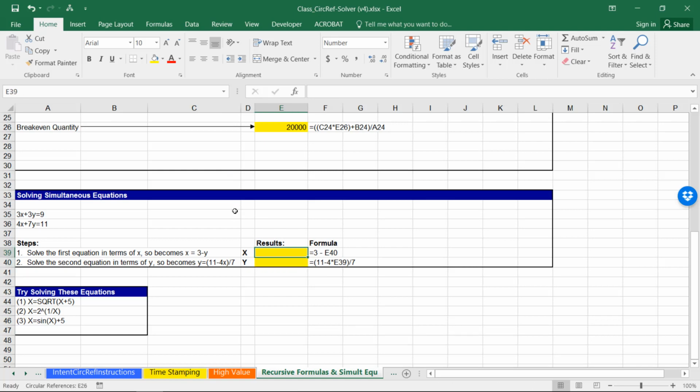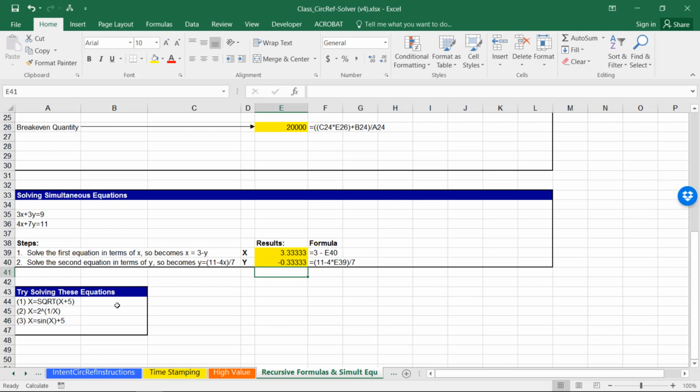So in this case, x is E39. X equals 3 minus y, which is the next cell down, E40. And y equals 11 minus 4 times x, where x is E39, and all of that is divided by 7. I hit enter, and those equations are true for x and y when x equals 3 1/3 and y equals -1/3.